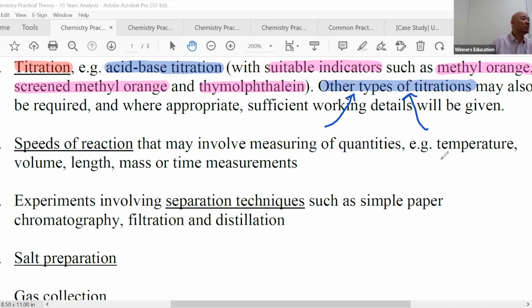Ladies and gentlemen, this is how we prepare for practical theory, in case you don't know. Because I want to know what I need to know. Anyone? What other types of titration? Very good. Ladies and gentlemen, write it down. It could be redox titrations.